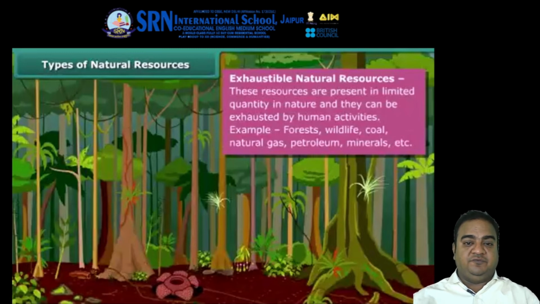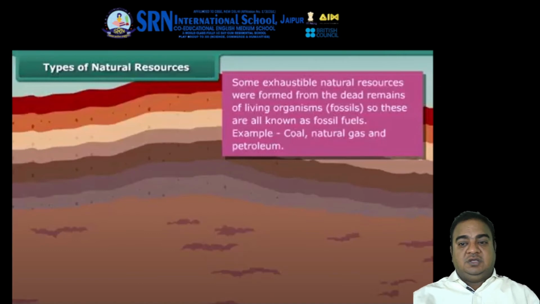Now let us discuss the other type of natural resources. Exhaustible natural resources are those which will get depleted within a period of time. These resources are present in limited quantity in nature and can be exhausted by human activities. We are constantly using coal and petroleum in our day-to-day life, and definitely there will be a day when coal and petroleum will be totally exhausted from the earth. Other exhaustible resources are natural gas and minerals. Some exhaustible natural resources were formed from the dead remains of living organisms, so they are called fossil fuels.